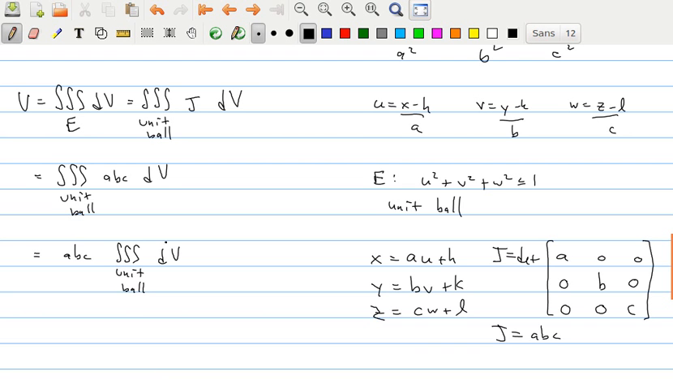dV. And this right here is just the volume of the unit ball, and we have a formula for that. Remember, the formula for volume is 4/3 pi r cubed, and the radius in this case is 1. So this will give us abc times 4/3 pi. So that is the volume of this general ellipsoid. So we can see that Jacobians let us evaluate some integrals that would normally be impossible without.